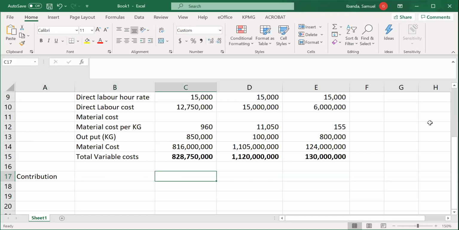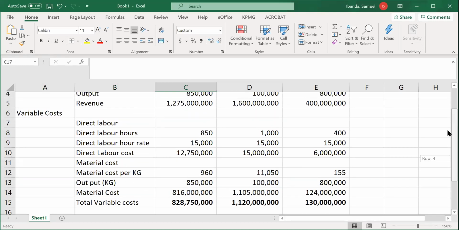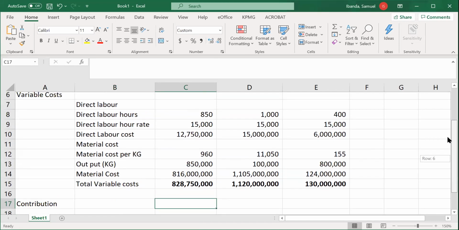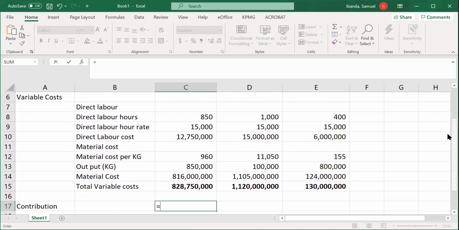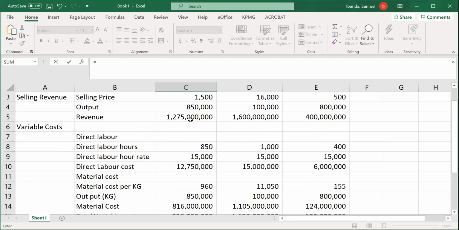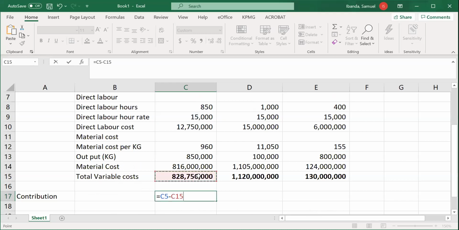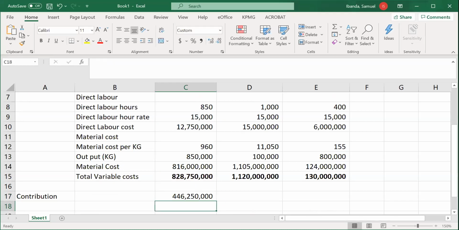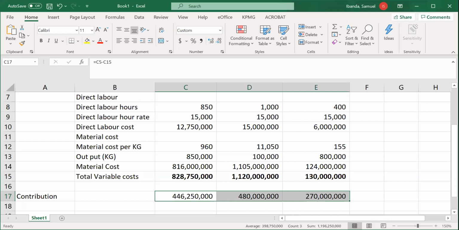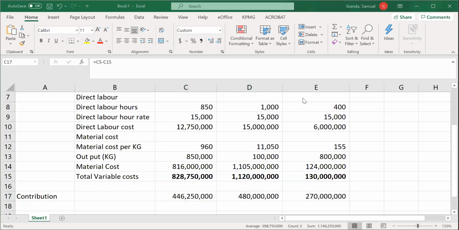So contribution is usually the sales revenue minus the variable costs. So contribution will be basically equal to this minus this. So you get 446,250 right here. When you cascade down here, you should be able to get the rest of your so-called contribution. So this is the contribution.